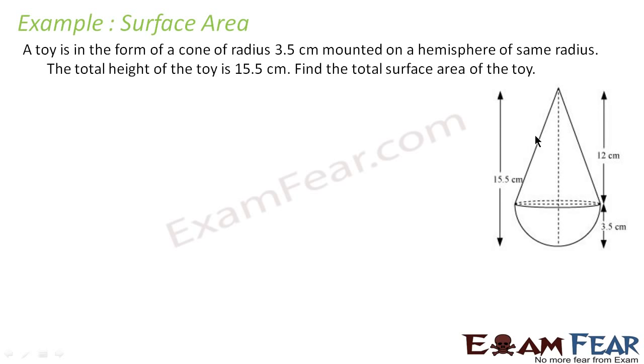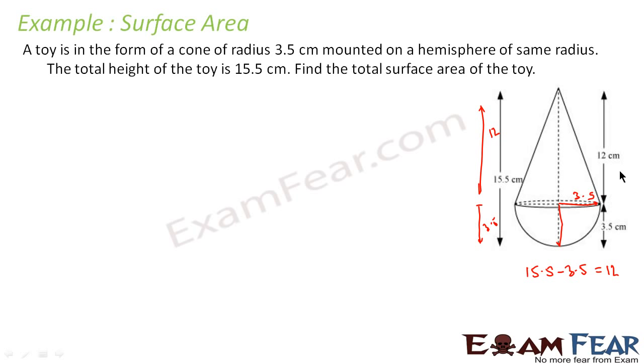and in this toy the radius of the hemisphere is 3.5 centimeter. So this guy is also 3.5 centimeter. Correct? Total height is 15.5. So this guy will become 12. Why? Because total height is 15.5, from that you subtract 3.5, you get 12. See, this is 15.5, this is 3.5, so this has to be 12.